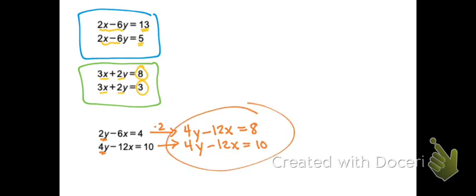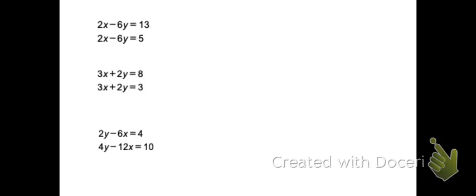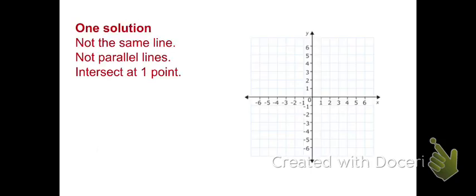So no solution. If there's not an infinite number of solutions, and there's not no solution, they're not parallel like this, then there must just be one solution. If they're not the same exact line and they're not parallel lines, they must intersect in one point. So that's the third option.